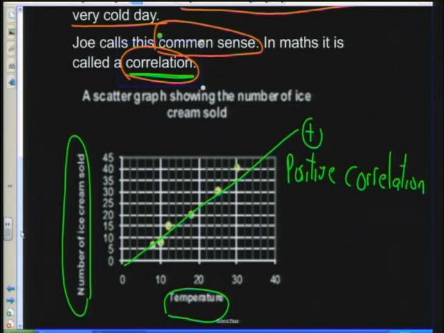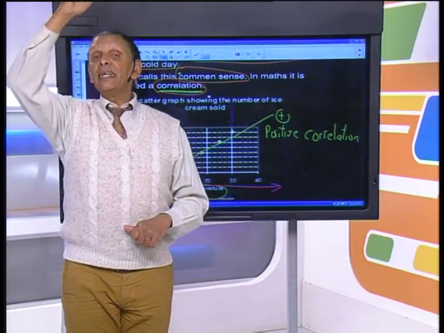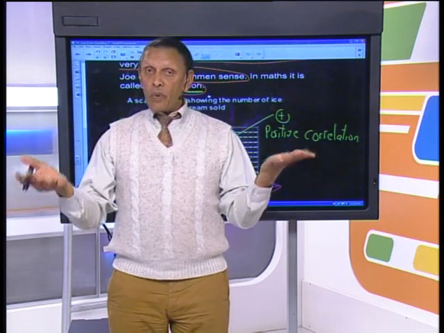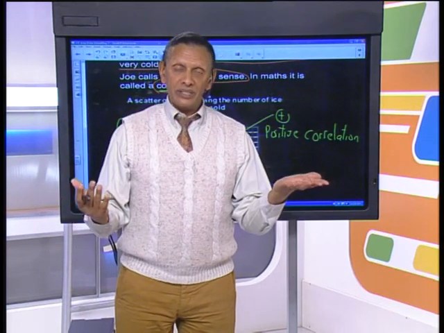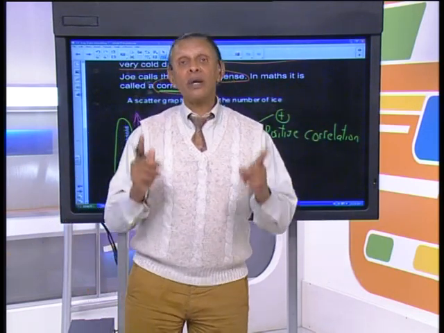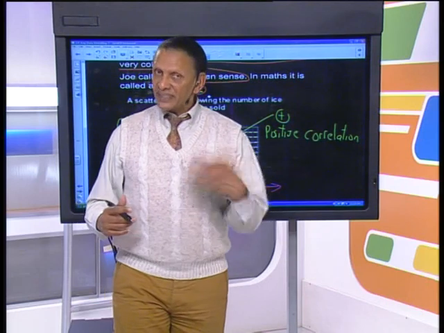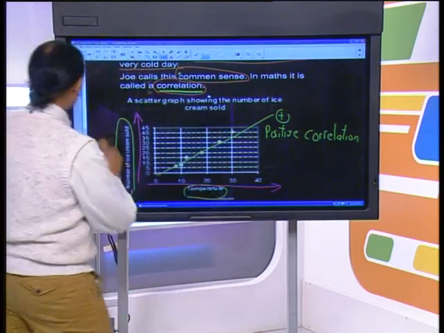Because it makes sense. So by positive we mean as the temperature increases, the sales of the ice cream also increase. As the temperature increases, the sales also increase. So that is common sense. So there you are, a positive correlation. As the one increases, the other one also increases. So it's a positive correlation. And this line we call the line of best fit. But you'll learn more about that next year. Right.